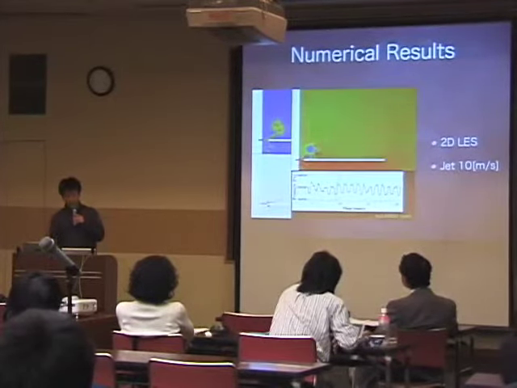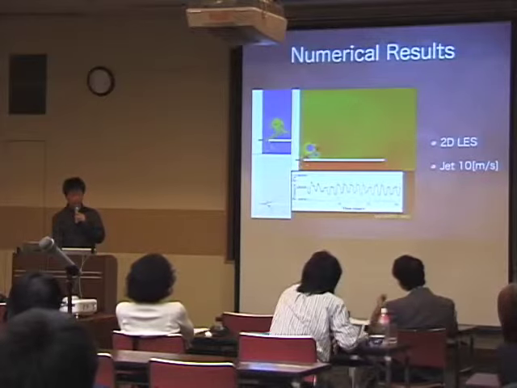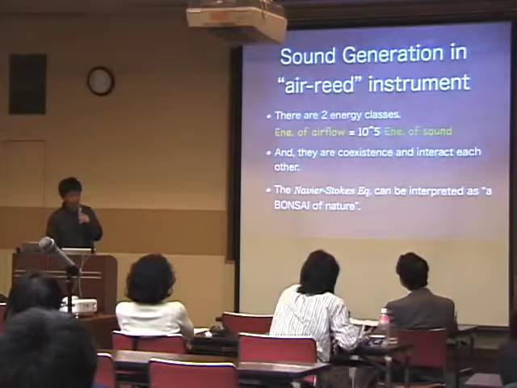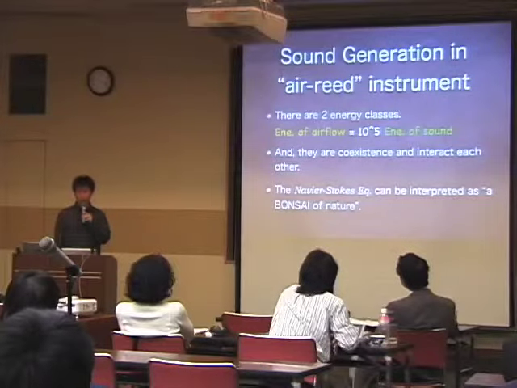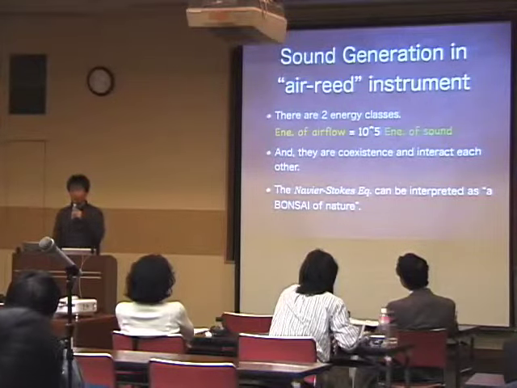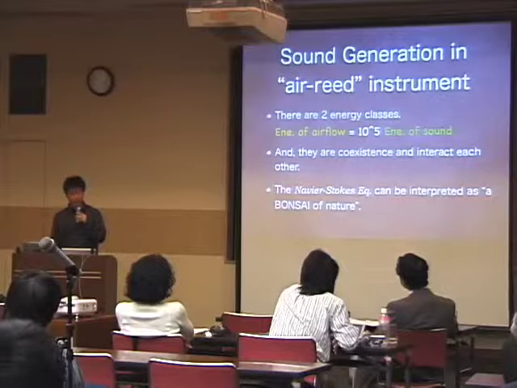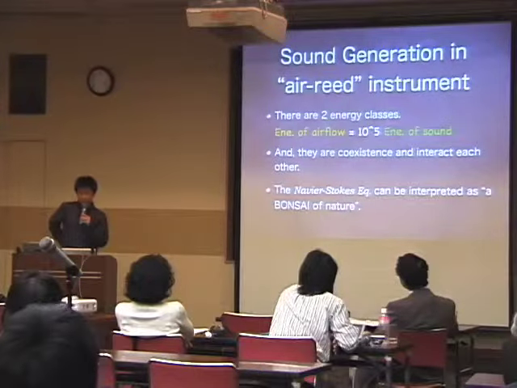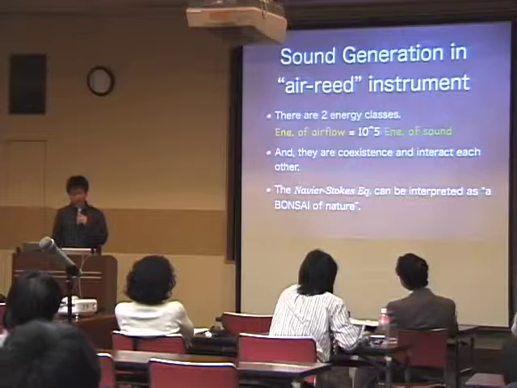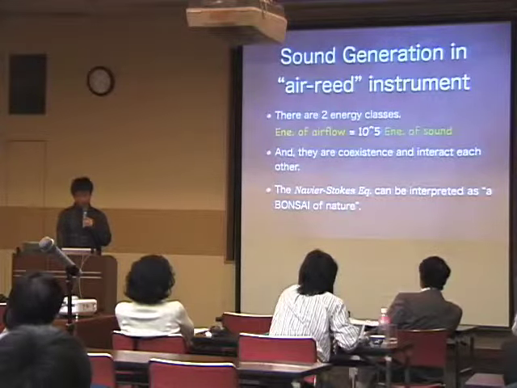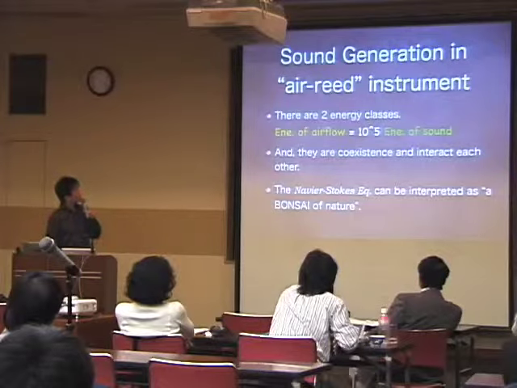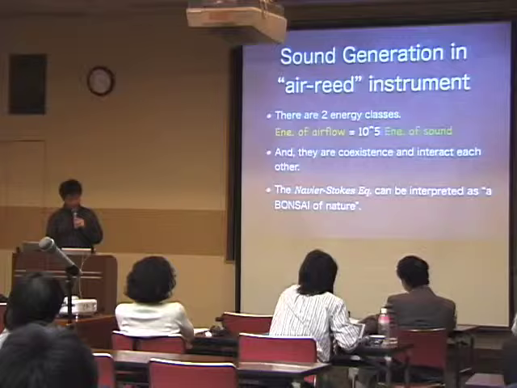Then, summarizing the physics of this musical instrument. There are two energy classes. One of them is fluid, and the other is sound. The order of the energy scale between them is up to 10 to the power 5. The second point is that they coexist and interact with each other.